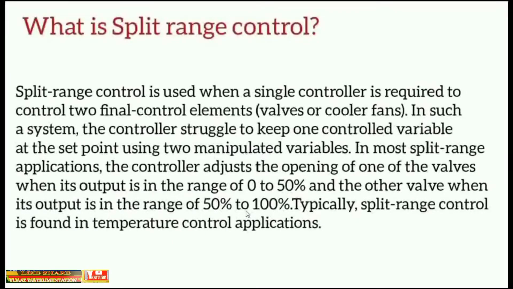What is split range control? Split range control is used when a single controller is required to control two final control elements, valves or cooler fans. In such a system, the controller struggles to keep one controlled variable at the set point using two manipulated variables. In most split range applications, the controller adjusts the opening of one of the valves when its output is in the range of 0 to 50% and the other valve when its output is in the range of 50% to 100%. Typical split range control is found in temperature control applications.